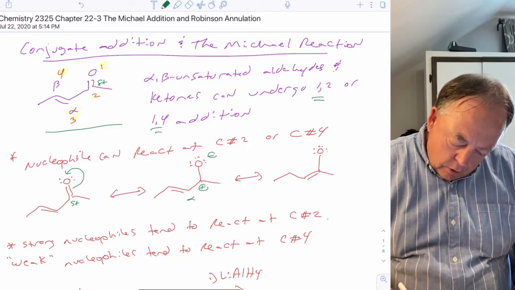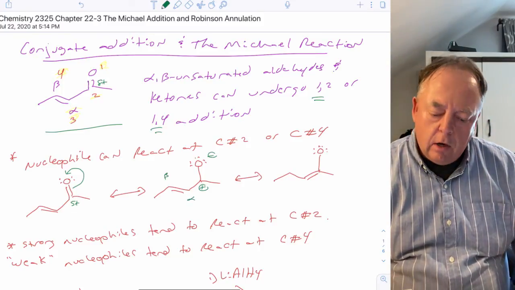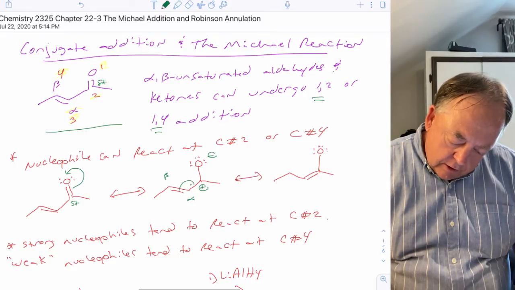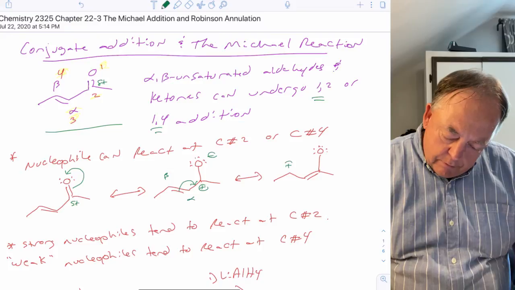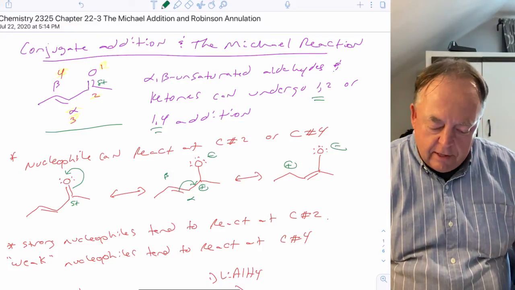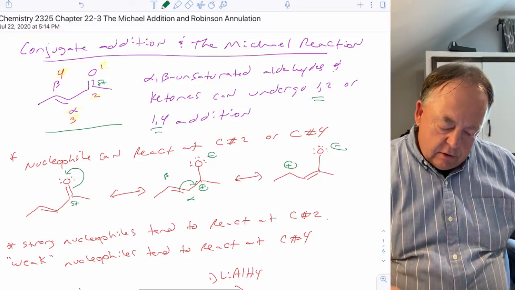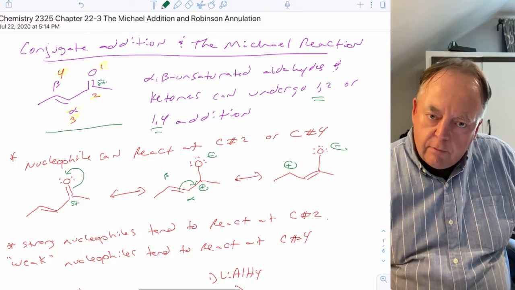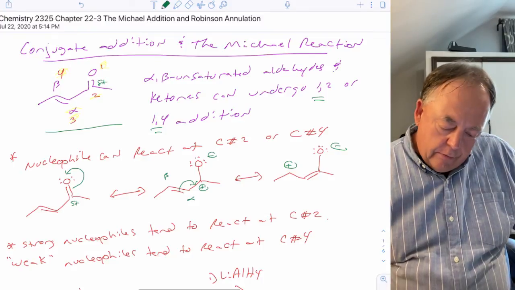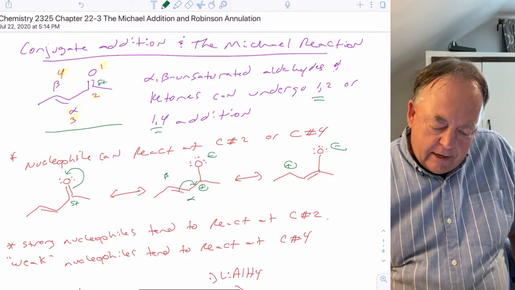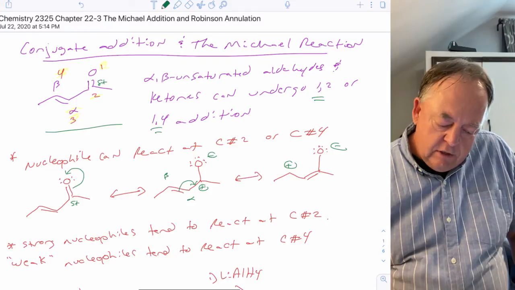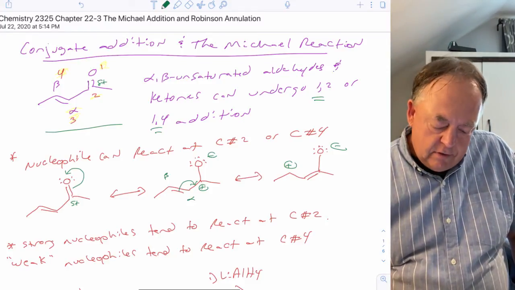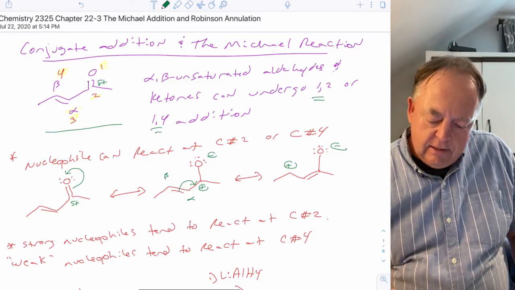So alpha, beta, but what's important to recognize is that the beta carbon also does. If we draw another resonance structure, we can move these two electrons there, and we can put a full positive on that beta position. So the full positive can be on carbon number 2 or carbon number 4. If we react an alpha, beta, unsaturated aldehyde or ketone with a nucleophile, the nucleophile would tend to react at carbon number 2 or carbon number 4, the beta carbon, because that's where the positive charge density in the molecule is.